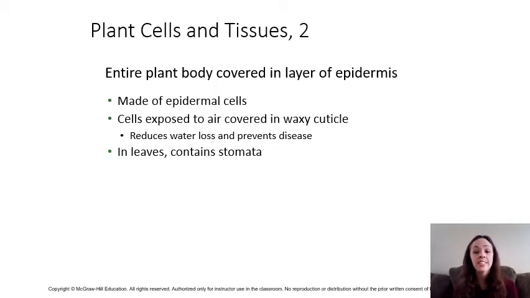Similarly to humans, the entire body of a plant is covered in epidermis. However, these are different types of epidermal cells than those found in human skin. There's a couple of different types of specialized epidermal cells that are found in the plant. If the epidermal cells are exposed to air, they are covered with a waxy cuticle that will prevent water loss and protects against bacteria. The epidermis of the leaves have small openings in them called stomata, and this allows for the intake of carbon dioxide for photosynthesis, as well as the release of oxygen, which is a byproduct of photosynthesis.